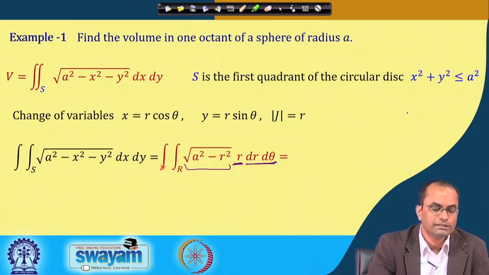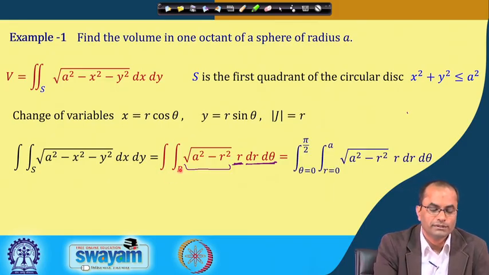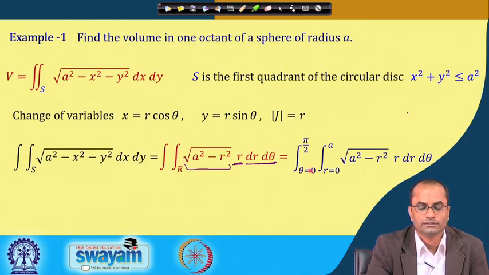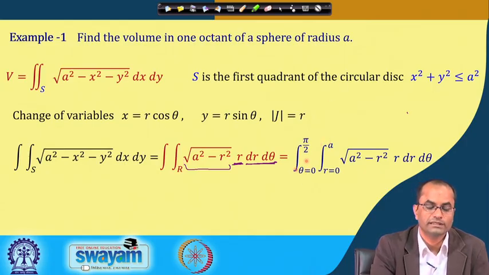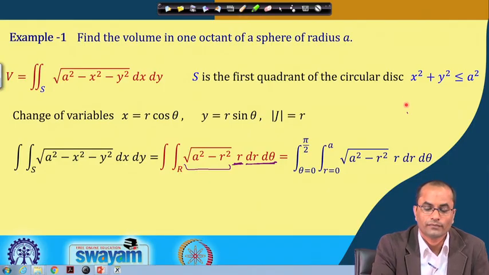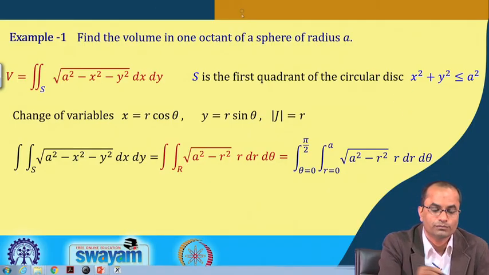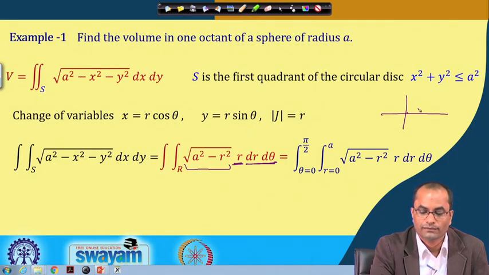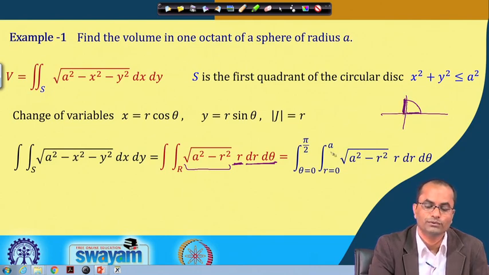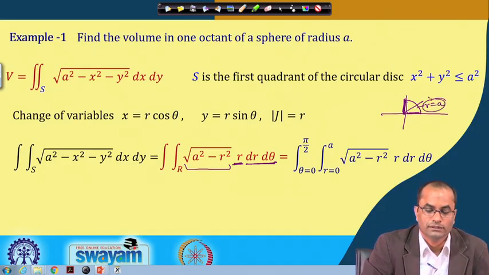So, first the limits here for this r, what will be the limits? We have the circular disc in the first quadrant. So, the theta will go from 0 to pi by 2 only. So, we have this circular disc in the first quadrant. So, the theta will go from 0 to this pi by 2, and r will go from 0 to r is equal to a. That is the radius of the circular disc.